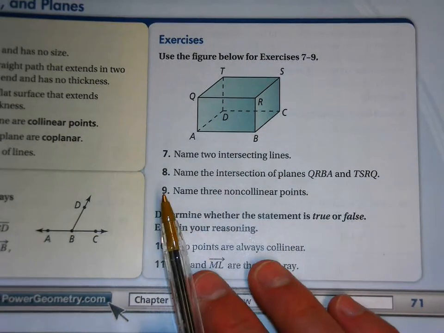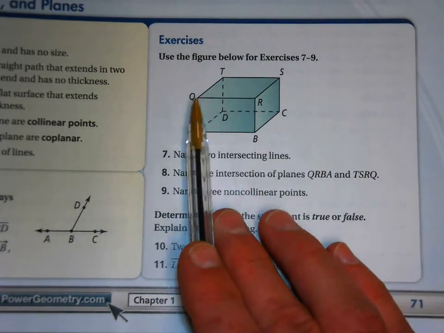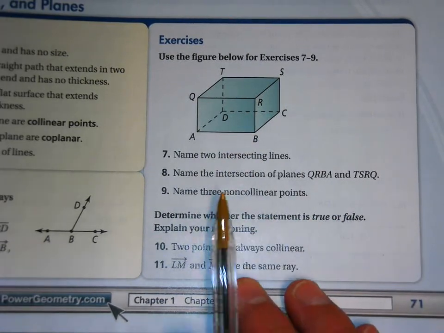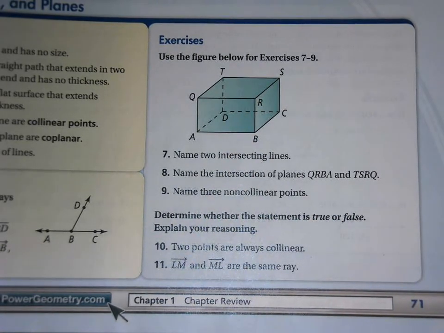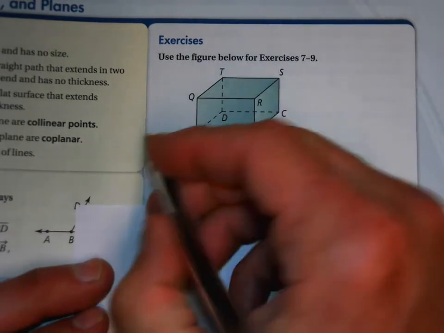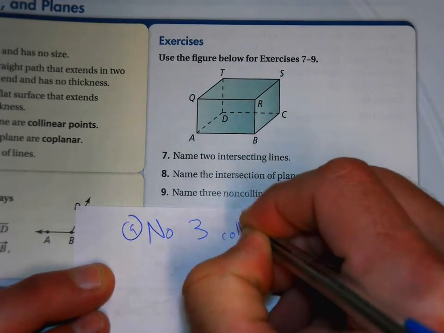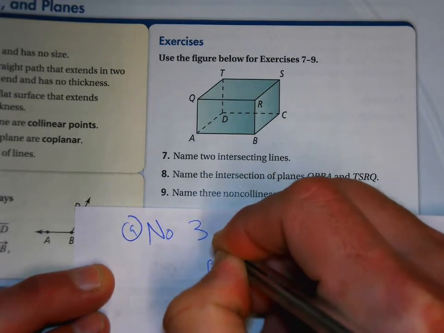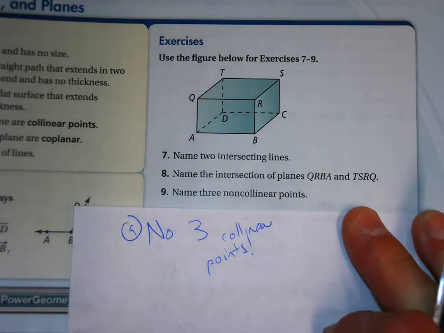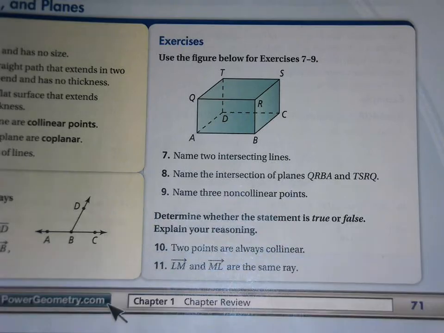Name three non-collinear points. Any three non-collinear points, not on the same line. So it could be Q, R, and S, not collinear. In fact, in this picture, you won't find three collinear points. So the answer for number 9 is that there are no three collinear points in the picture. So any 3 points you name are going to be correct. Make sure you understand that.